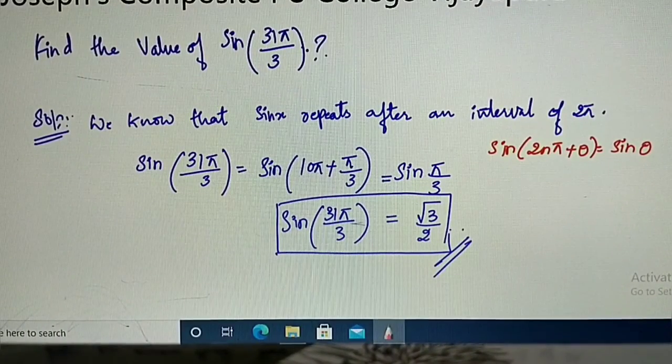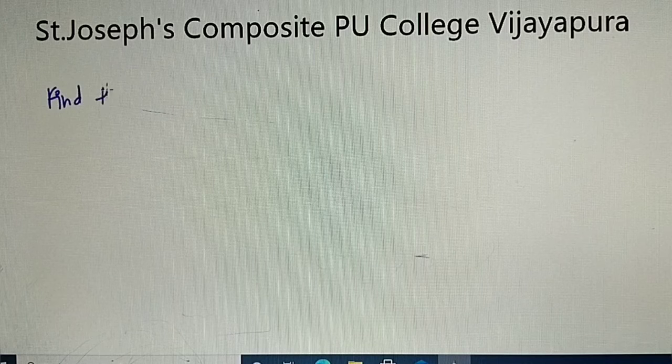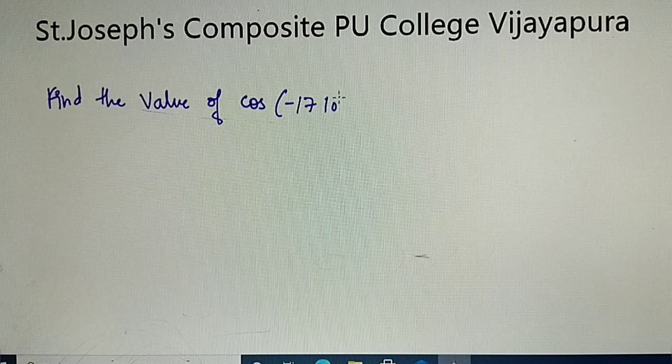Now the next question is, find the value of cos of minus 1710 degree. How to find this? This is a big number which is also negative, minus 1710 degree. This is very simple. See the solution.